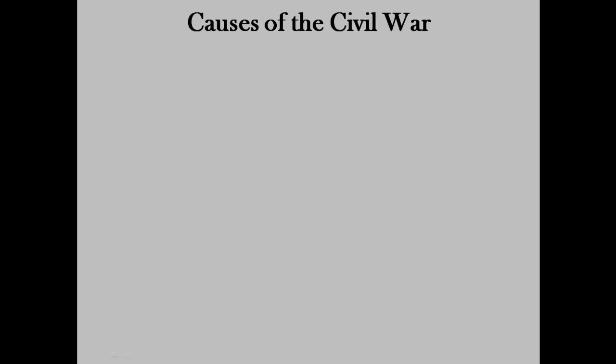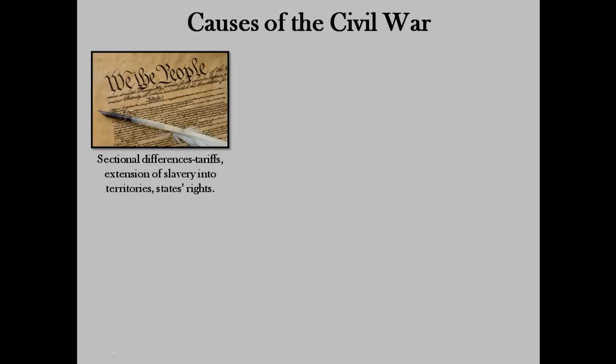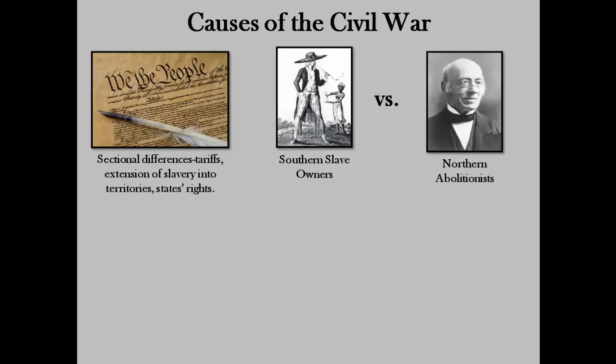Let's take a minute to review some of the ideas and events that got the United States into the war before we start the fighting. Sectional differences over tariffs, the expansion of slavery, and states' rights was a major cause as it highlighted the differences between North and South. And slavery is at the center, as we see two different views highlighted by Southern slave owners and Northern abolitionists.